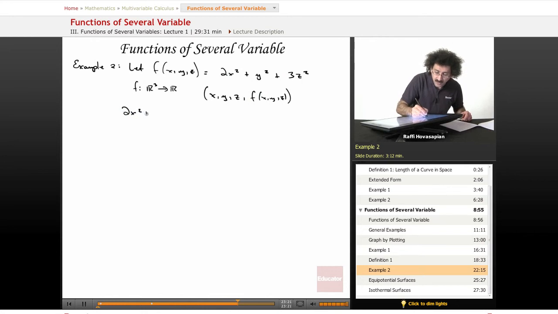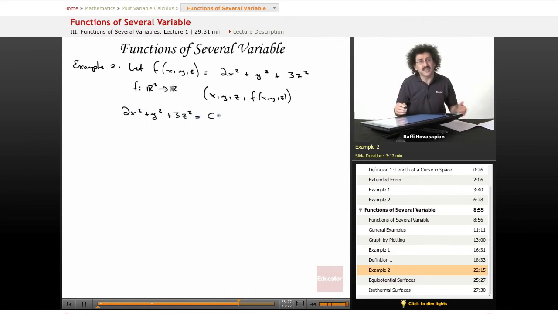2x squared plus y squared plus 3z squared equals some constant c, 5, 10, 15, radical 6, negative 9, whatever it is. This is an implicit relation among 3 variables. This is an actual surface in 3 space.